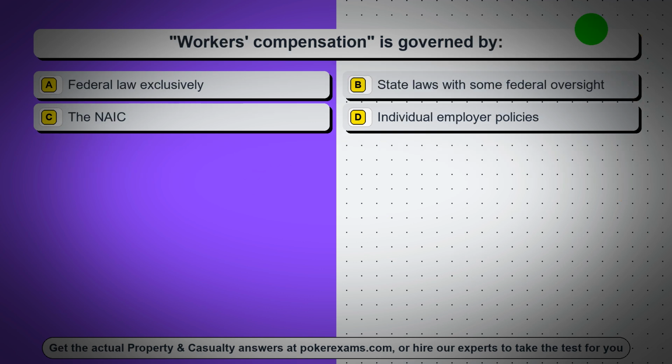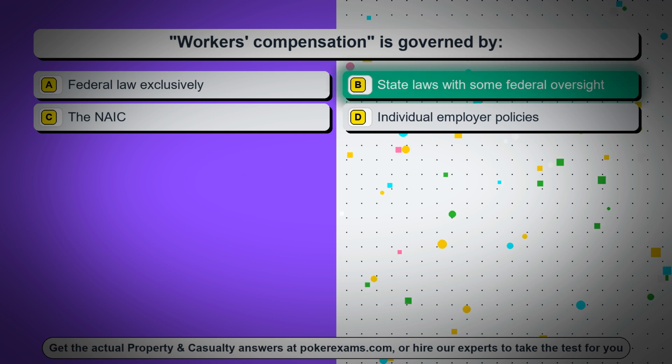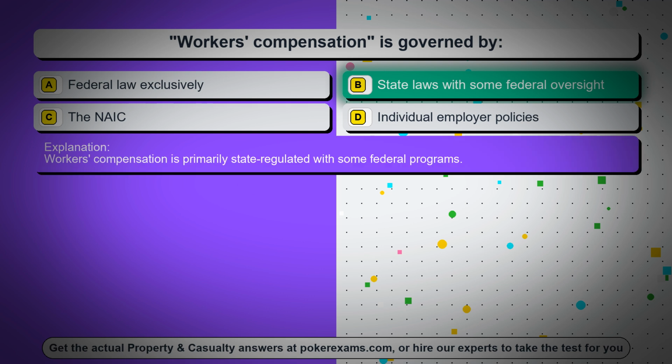Question 60. Workers' compensation is governed by: option A, federal law exclusively; option B, state laws with some federal oversight; option C, the NAIC; option D, individual employer policies. The correct answer is option B, state laws with some federal oversight. Workers' compensation is primarily state-regulated with some federal programs.